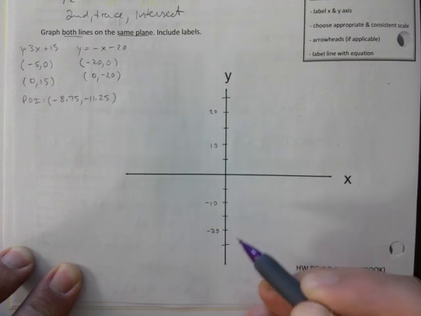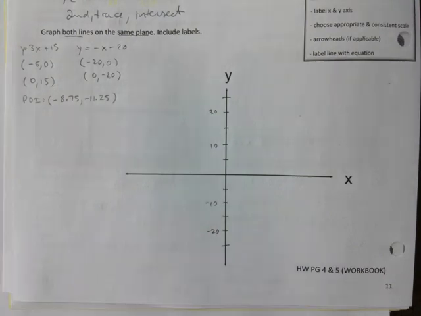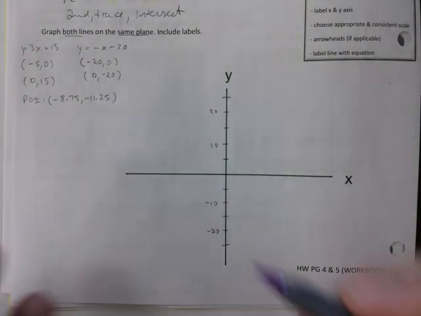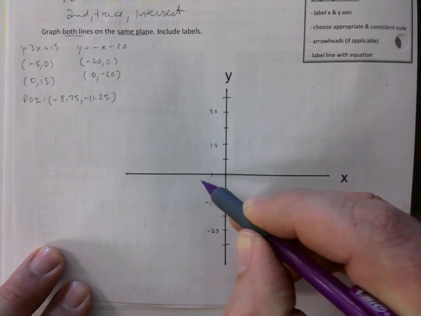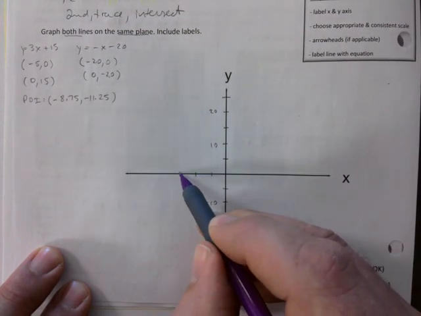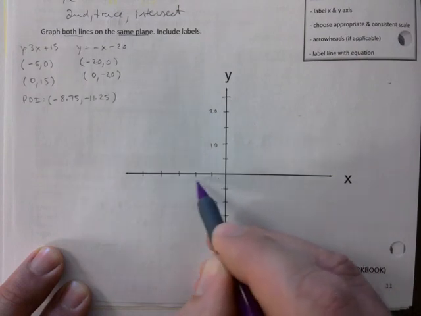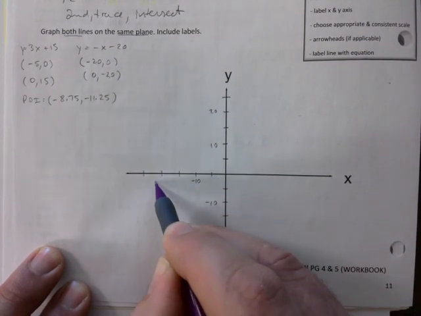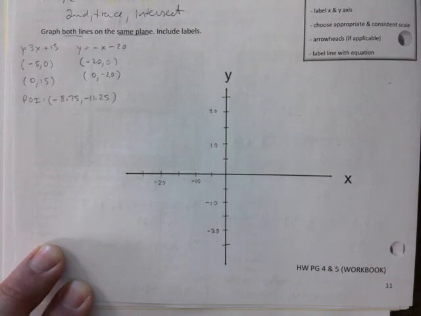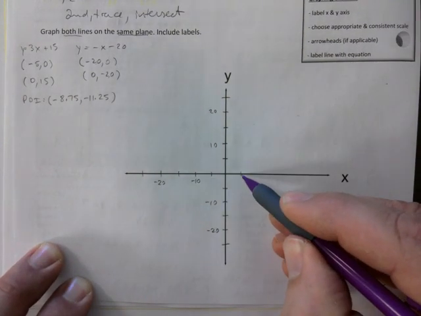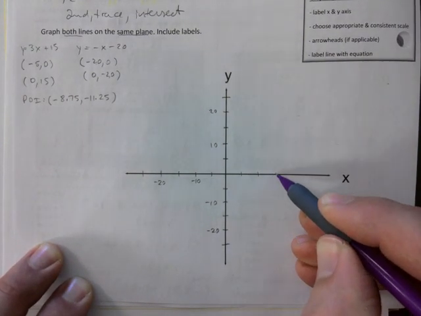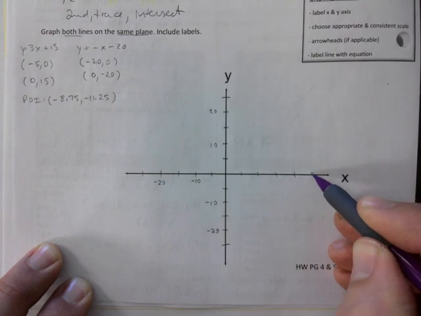So I'm using a scale of 5 along the y-axis. And I'm going to use the same scale along the x-axis just because it works. I know for sure this is going to work for me. So 5, 10, 15, 20, 25. So this is -10 here, -20 there. Same here: 5, 10, 15, 20, 25.